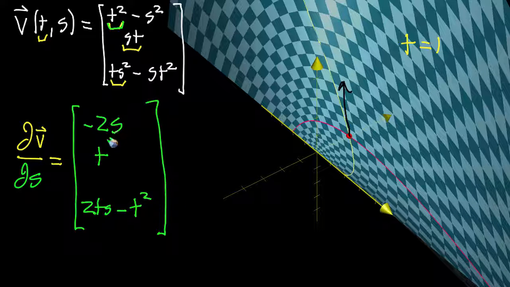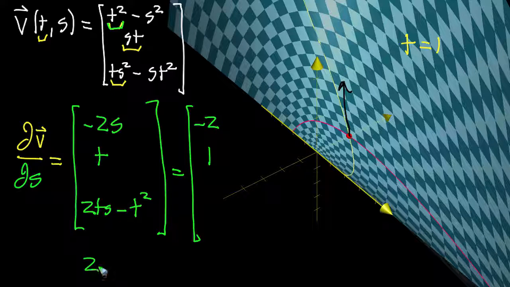And let's say we plug in the value (1, 1), right? This red dot corresponds to (1, 1). So what we get here: s is equal to 1, so that's negative 2, and t is equal to 1, so that's 1. Then 2 times 1 times 1, oh, let me write it. 2 times 1 times 1 minus 1 squared is going to correspond to 1, that's 2 minus 1.